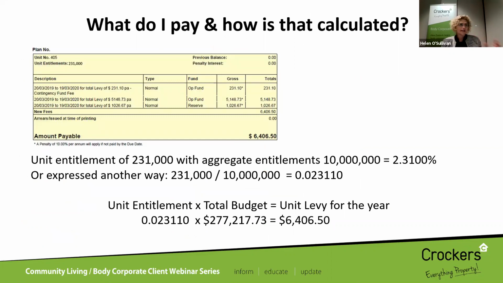The next slide shows a unit in that building, which has a utility interest. It's expressed in our current tool as 231,000 out of 10 million. But that equates effectively to 2.31%. So the levy that's payable by this owner is equal to 2.31% of that total budget. So the math for it is there. Ultimately it comes to $6,406.50, and that's what that unit owner will have to pay towards the cost of that BC for this year.